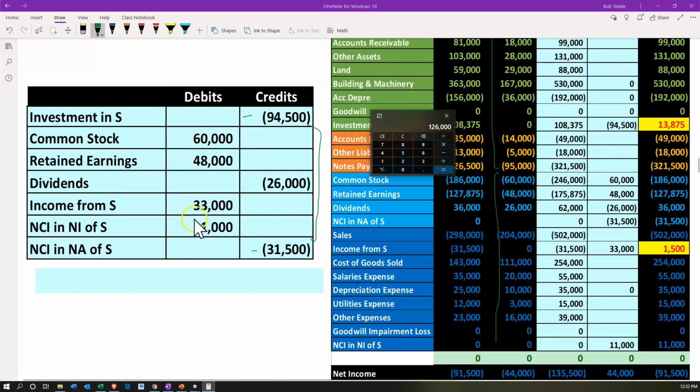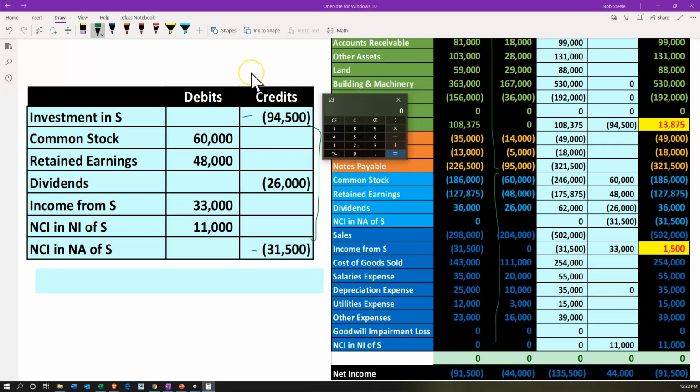Okay, and then these accounts in the middle should be 126 as well. Right, so I'm going to say, all right, then 60,000 plus 48,000 plus 33,000 plus 11,000 minus 26,000. So there's the 126. So now we can take that and break it out between the two kind of balance sheet side of the accounts. Controlling interest going to the investment account, non-controlling interest going to the non-controlling interest in net assets. Not the income statement accounts, which are these two, but the balance sheet side of things.